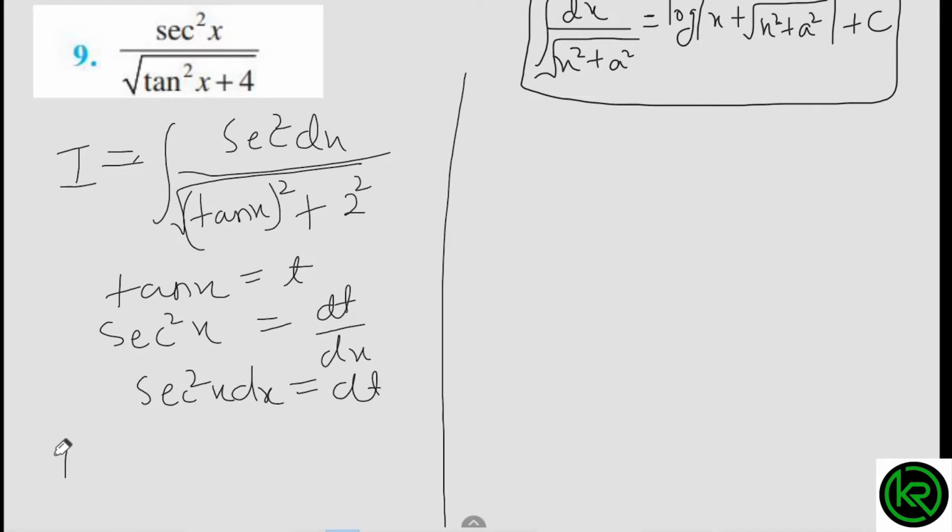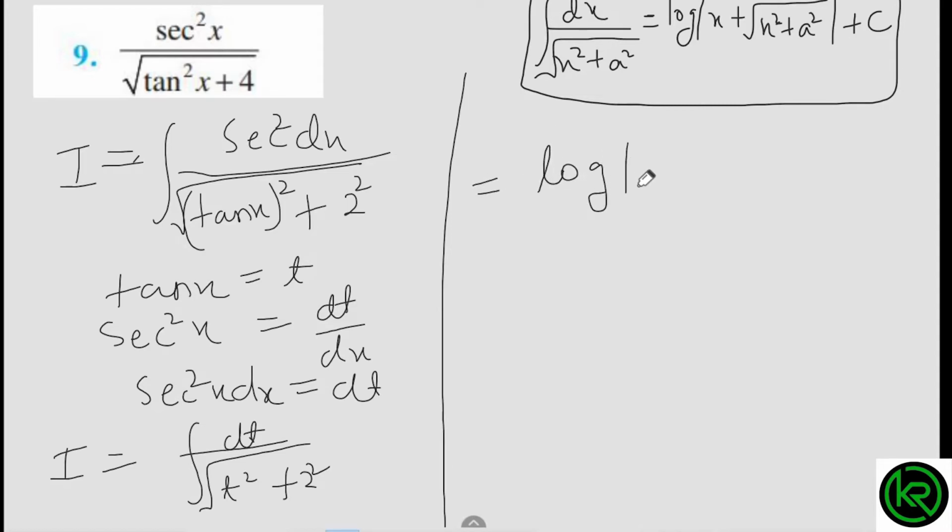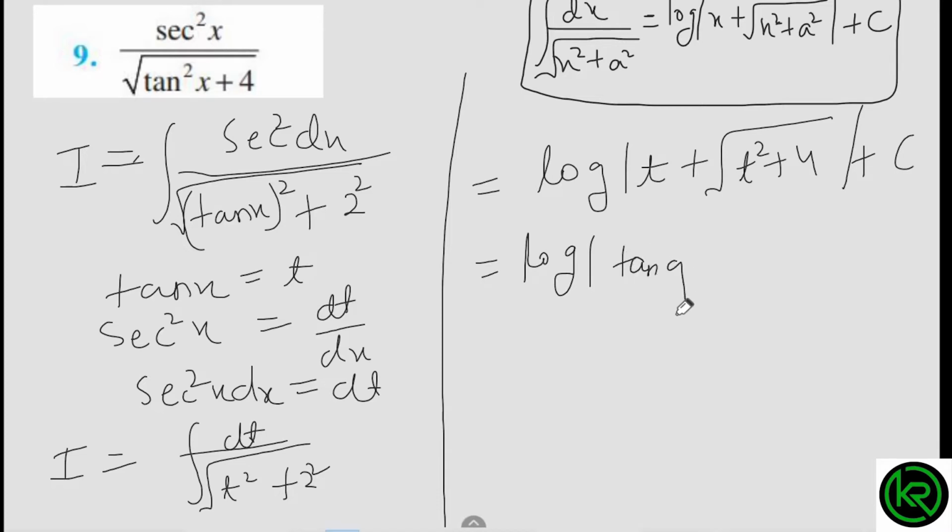We will put in I value, so I will become here dt by under root t square plus 2 square, and its formula is log mod t plus under root t square plus 2 square, which is 4 mod close plus c, and t value is what? T value is tan x, so we will get log mod tan x plus under root tan square x plus 4 mod close plus c. This is our final answer. Next question.